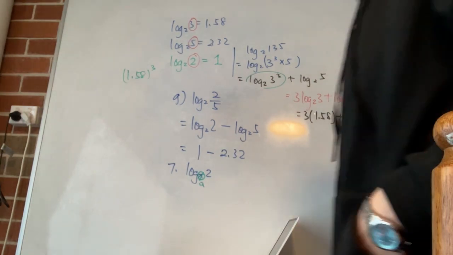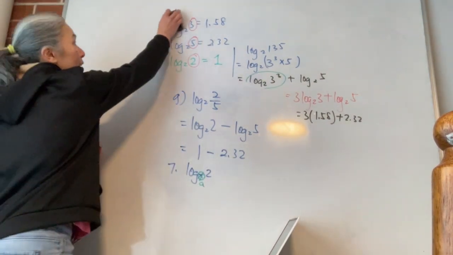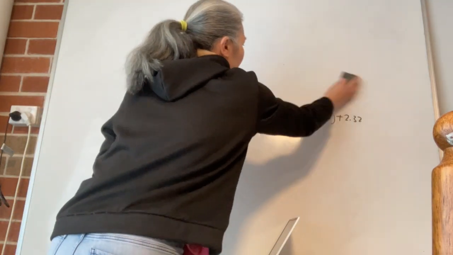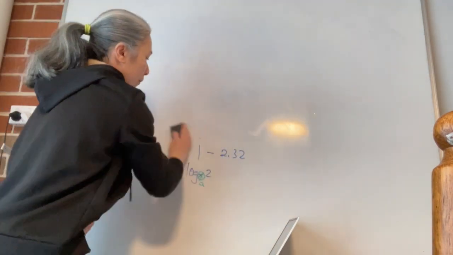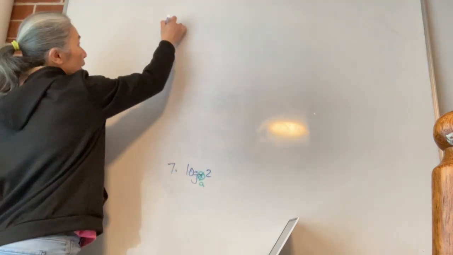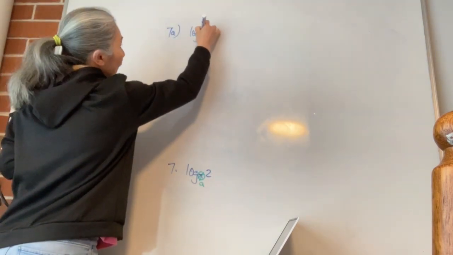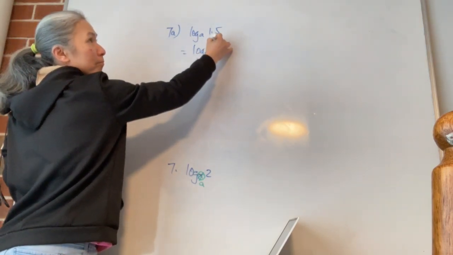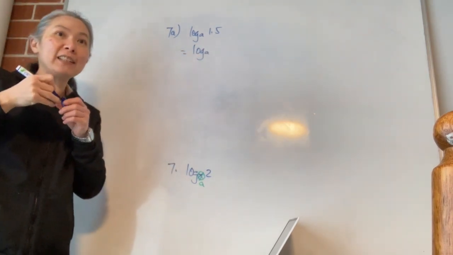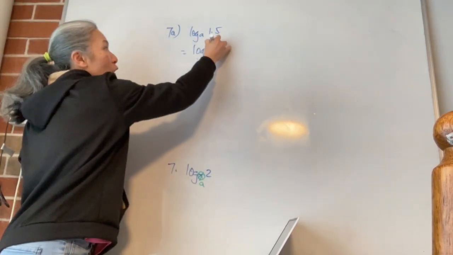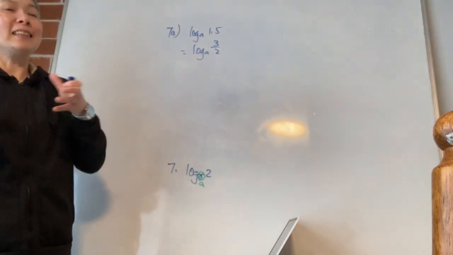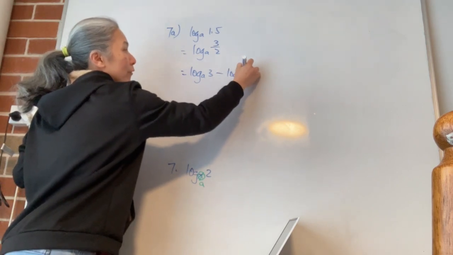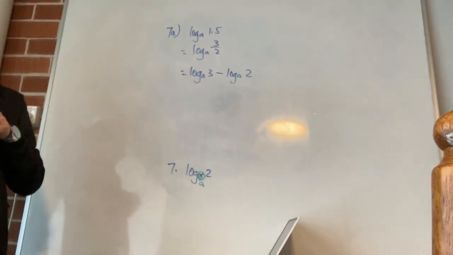Okay, 1.5. How do you get 1.5? That means question 7a, log base a of 1.5. If it's going to be fractions, put 1.5 in the calculator again. 3 over 2. Over means what? Minus. Yes. So that means log a of 3 minus log a of 2. Is that right?